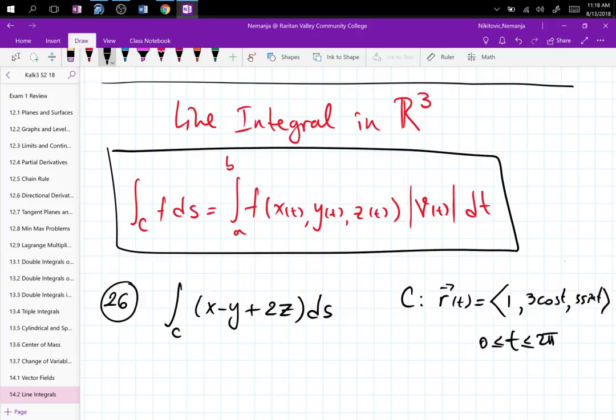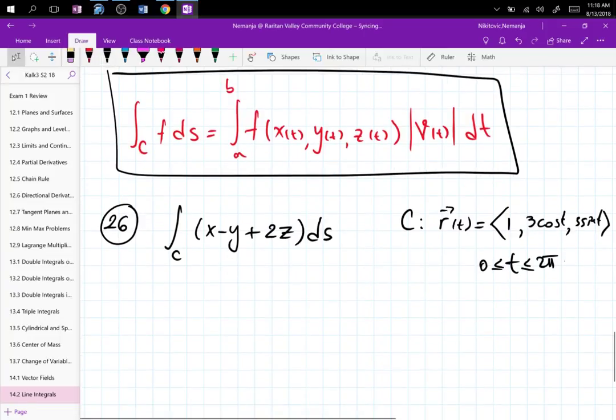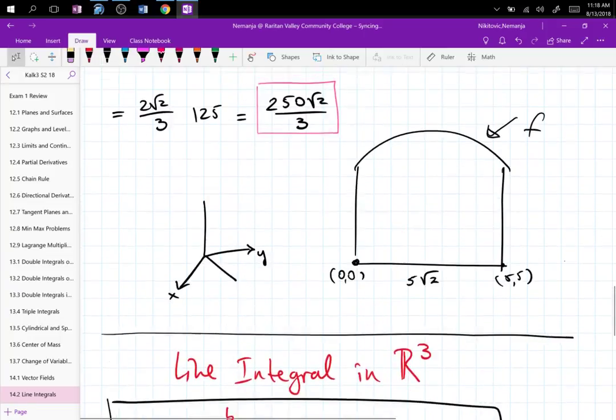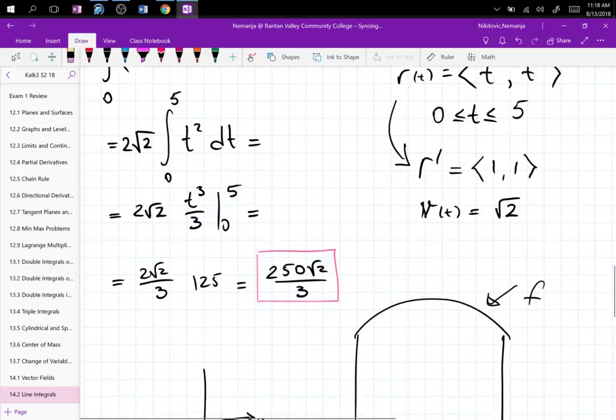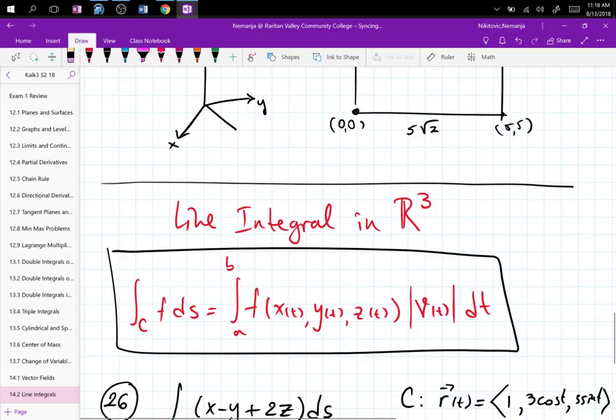There is a helix problem. 29 is a helix problem. They have 3 cosine t, 3 sine t, and then t. That's the helix. This is just a circle. Parametrization is already done for us, so we don't have to do any of this work over here, right? All I need to do is go get the derivative, get the velocity.